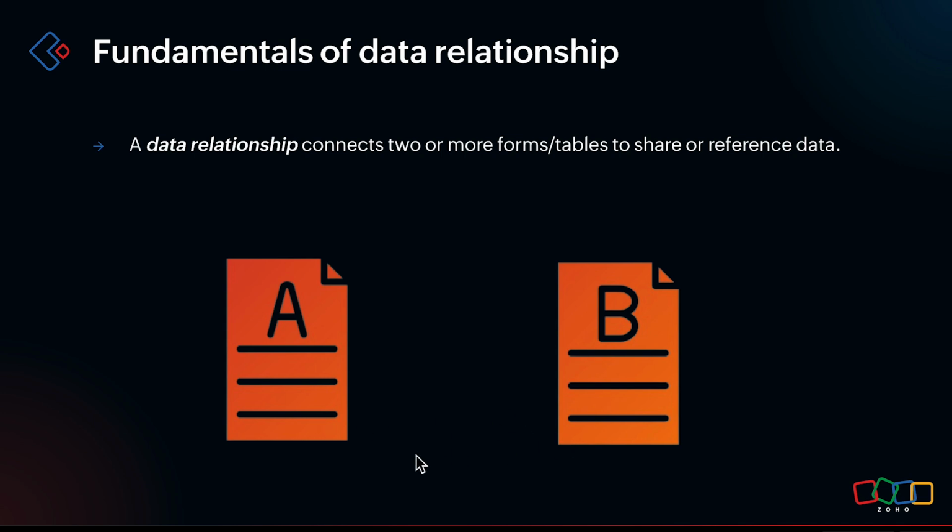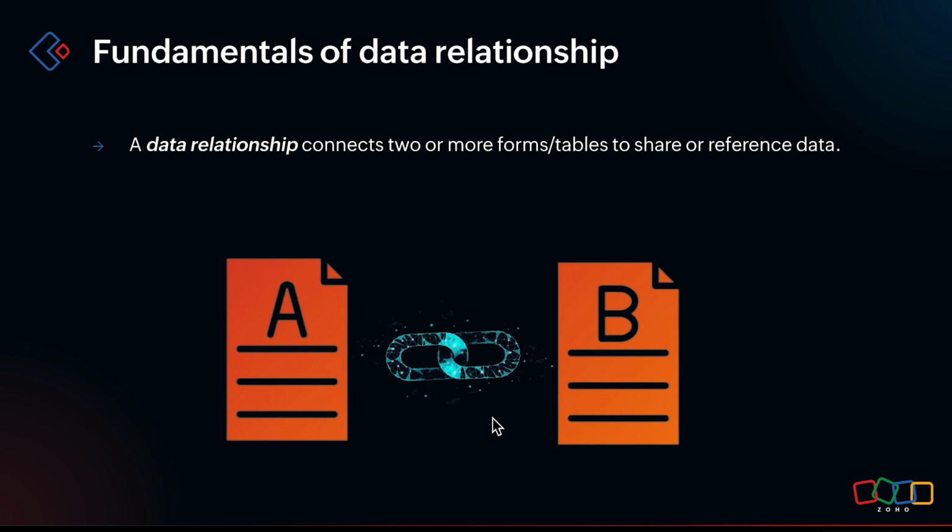So between these forms, you can bring in data relationship using a field called lookup field. Let's consider you have these two forms, right? And if you would like to view data stored in form B from form A, then initially you need to create a connection between these forms, right? This connection is otherwise called data relationship between forms in Zoho Creator.